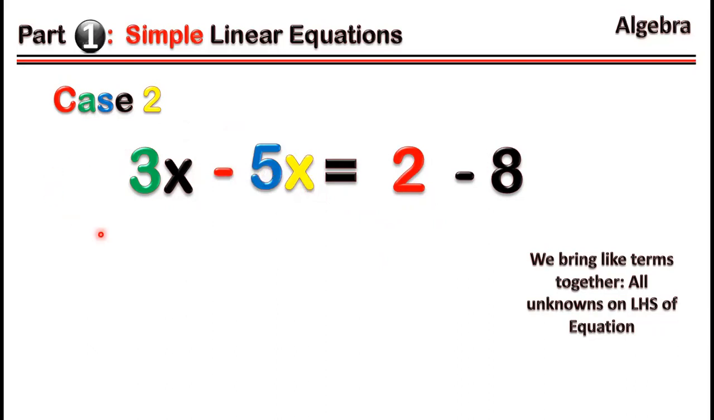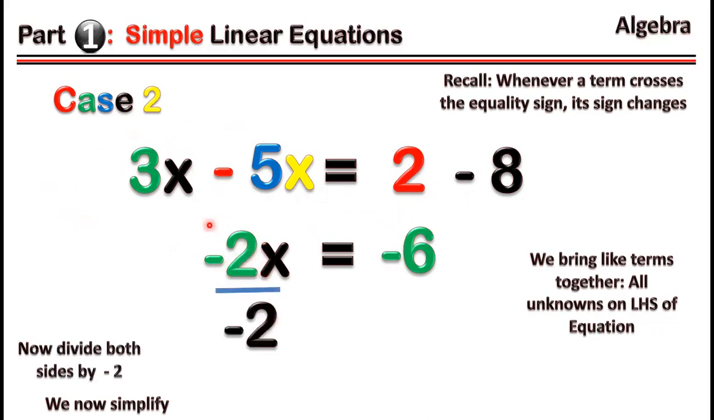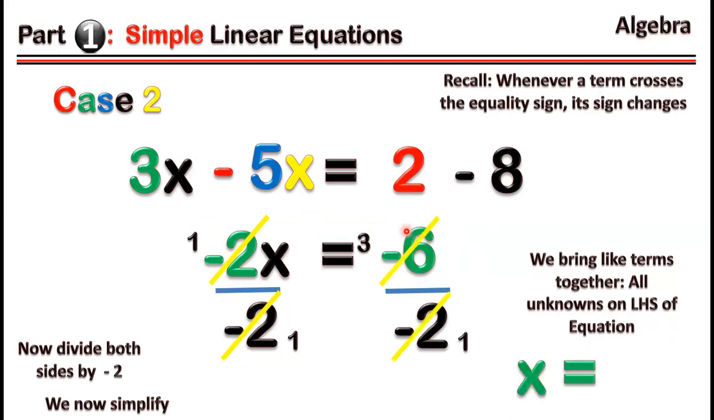We can now simplify. Everything on the left-hand side now is like terms, or the unknowns from the same family. So next, 3x minus 5x is minus 2x. On the right-hand side, 2 minus 8 is minus 6. We now divide both sides by minus 2, the coefficient of x. Divide the left-hand side, you have minus 2 here, 1; minus 2 here, 1. The right-hand side, minus 2 into minus 6 is 3 times, minus 2 into minus 2 is 1. So our x here is equal to 3.